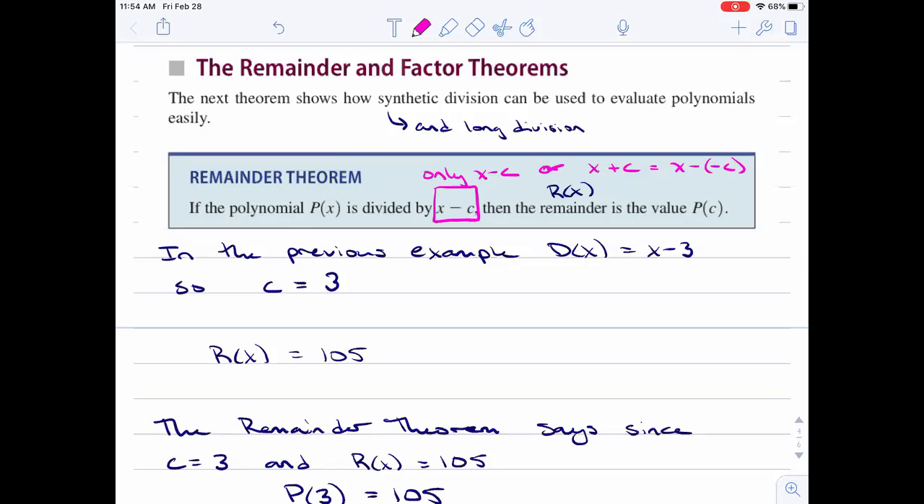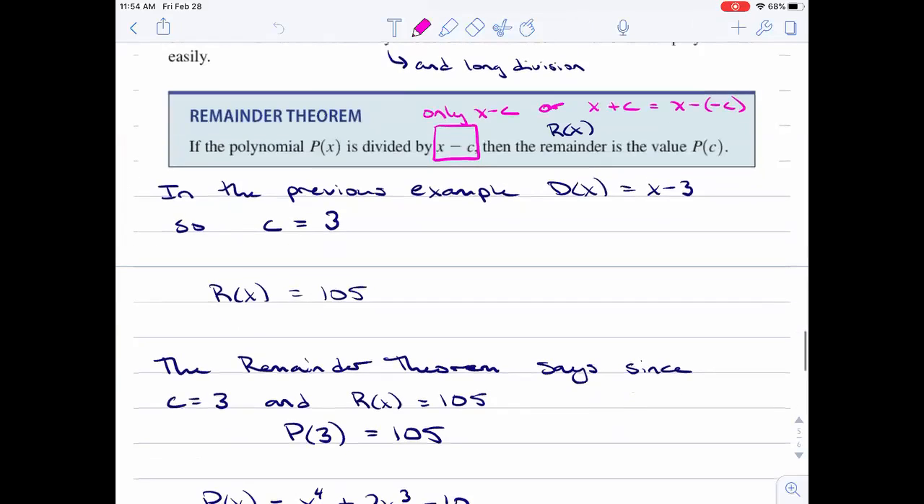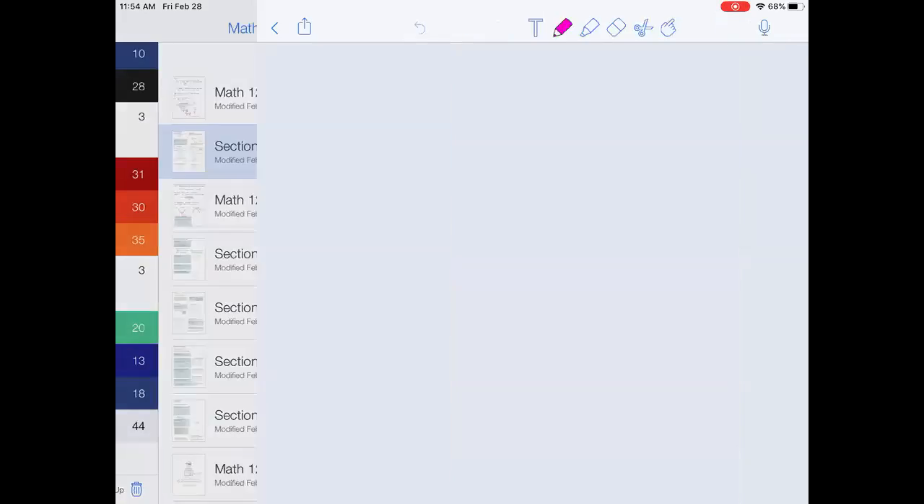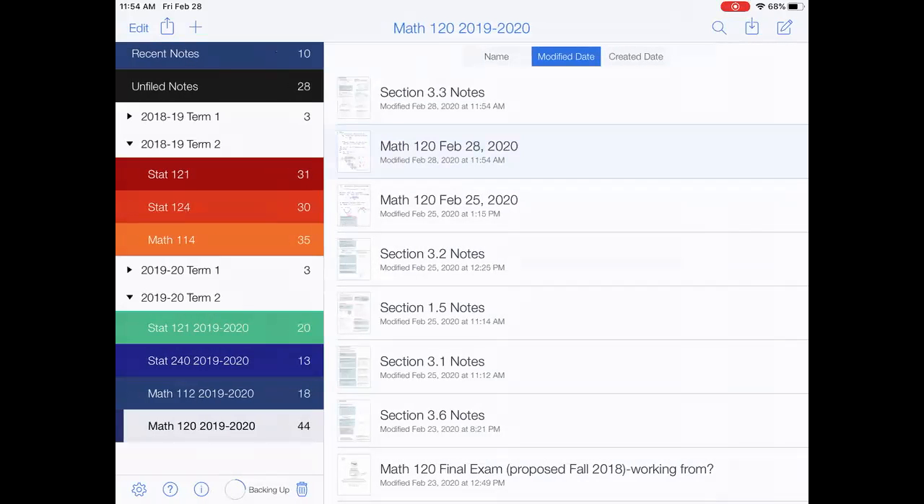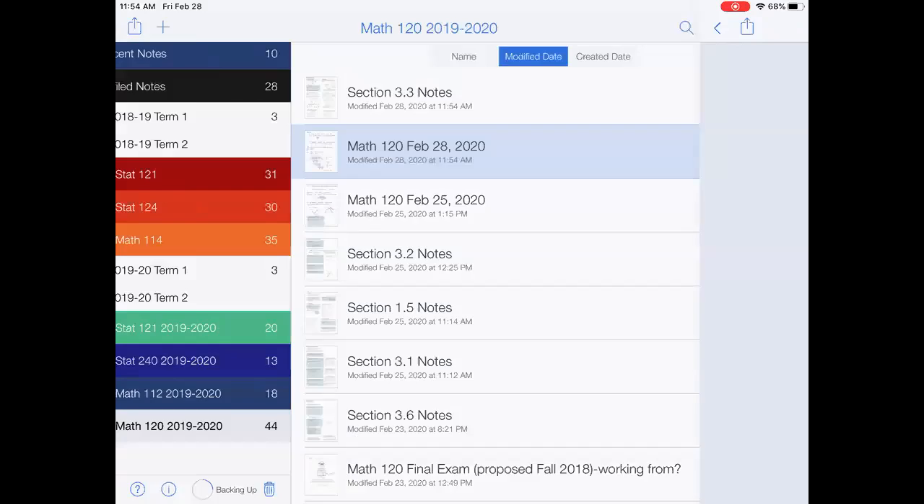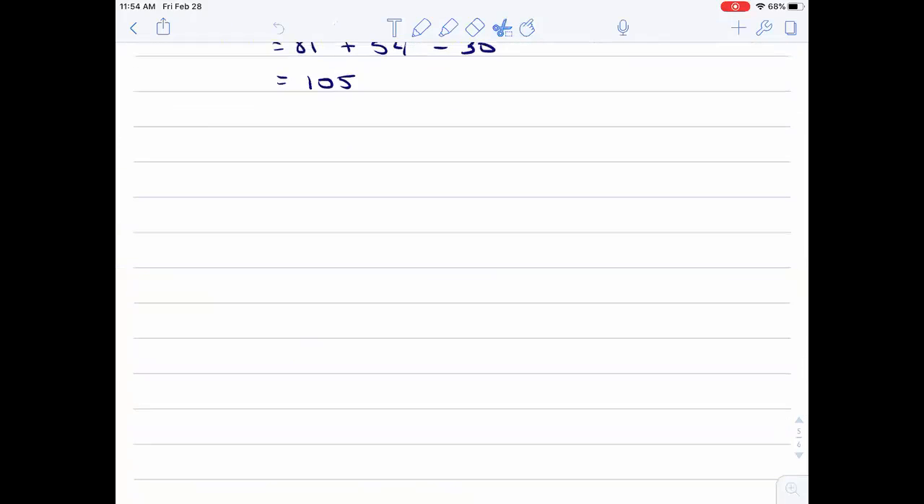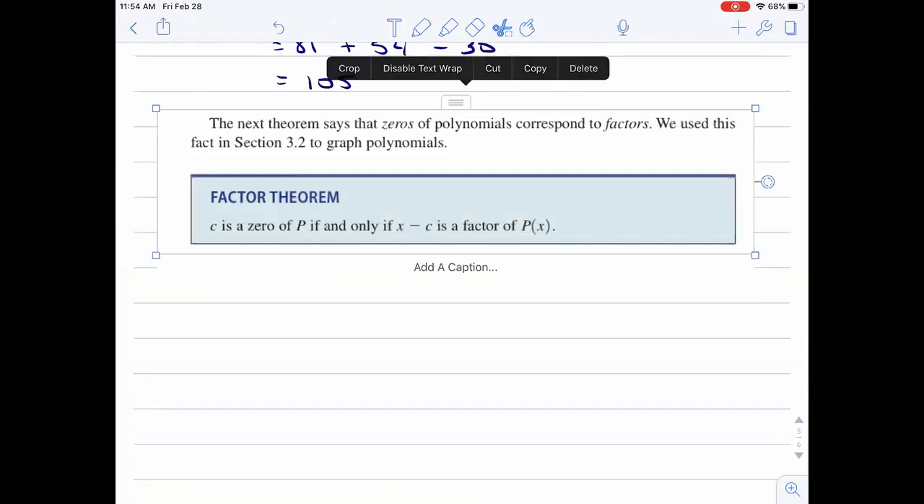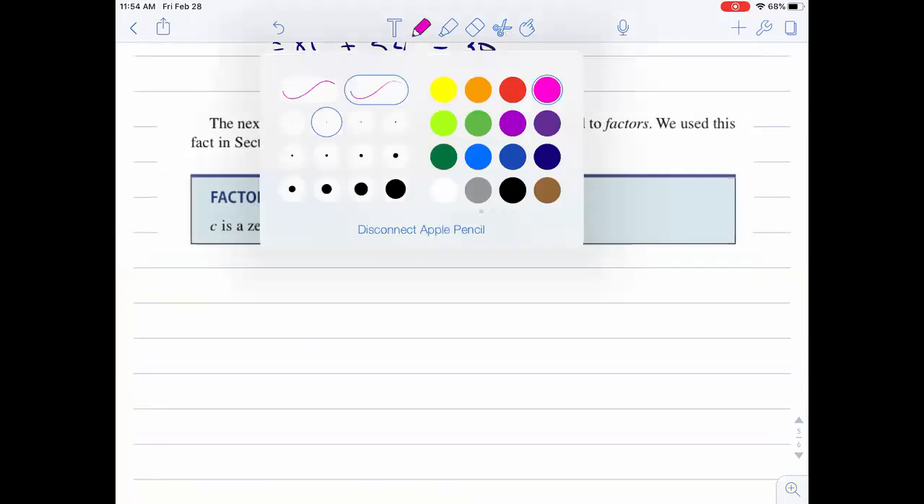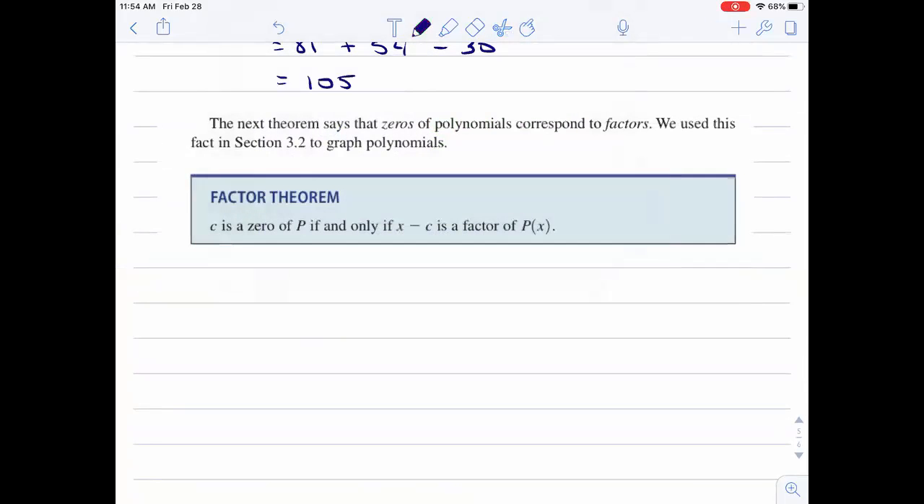So what's the factor theorem? And we've already used this to say, hey, we use long division to probably factor stuff. And we've even used it just before, right? When we use the quadratic formula to factor something, we found the zeros and then we said, well, I can convert that to a factor.